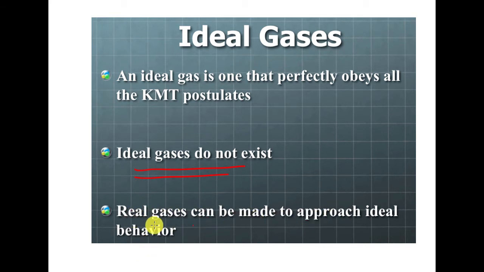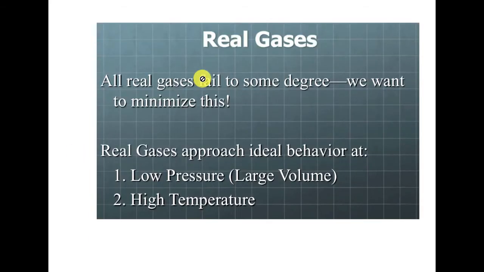So real gases, what we can do is make them approach ideal behavior. They're never going to be perfect, and that's why when we look at our calculations, especially in that last lab we did, data doesn't always work out, because we're assuming that we have an ideal gas when we really have real gases in the world. All right, so let's continue. Real gases are going to fail to some degree.